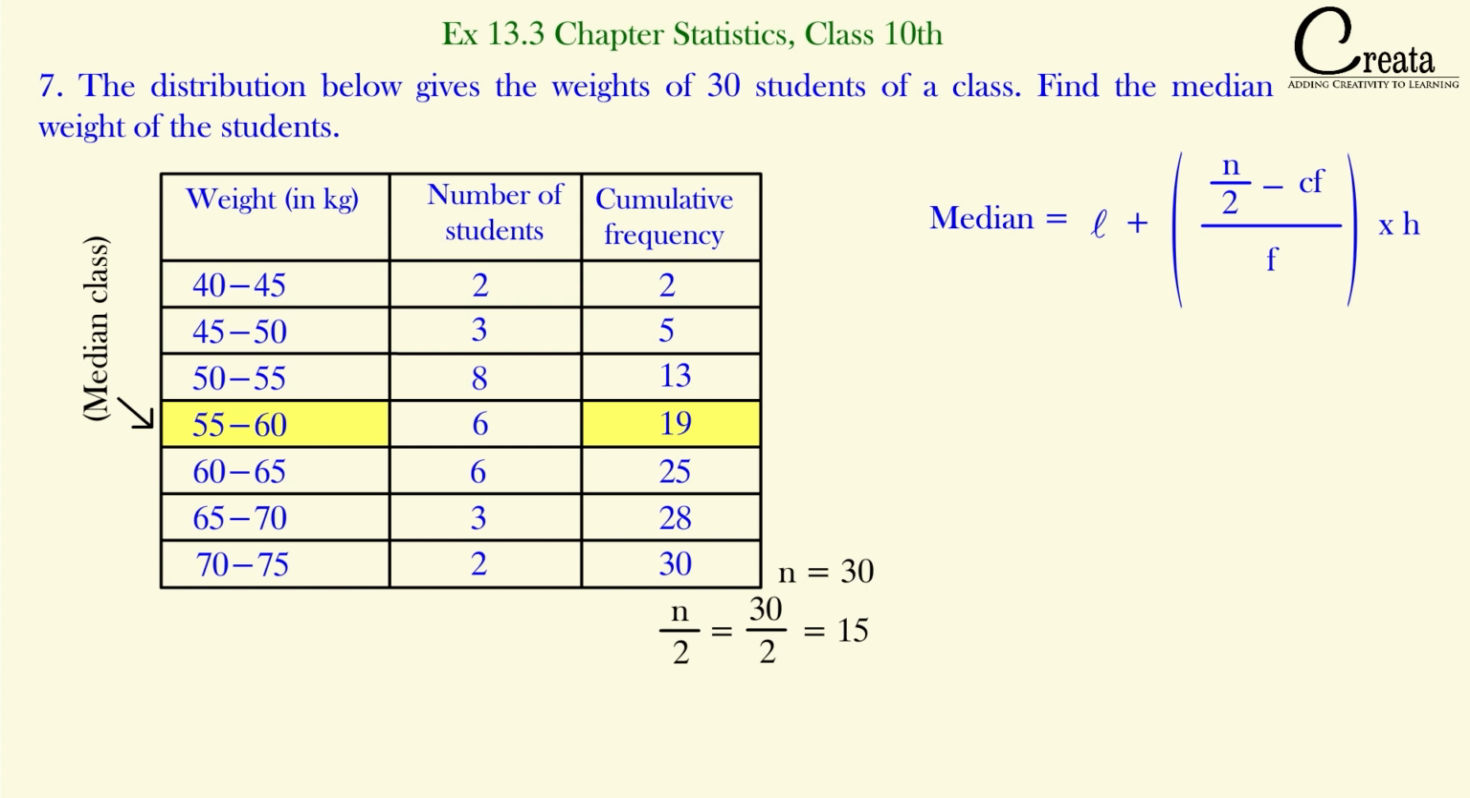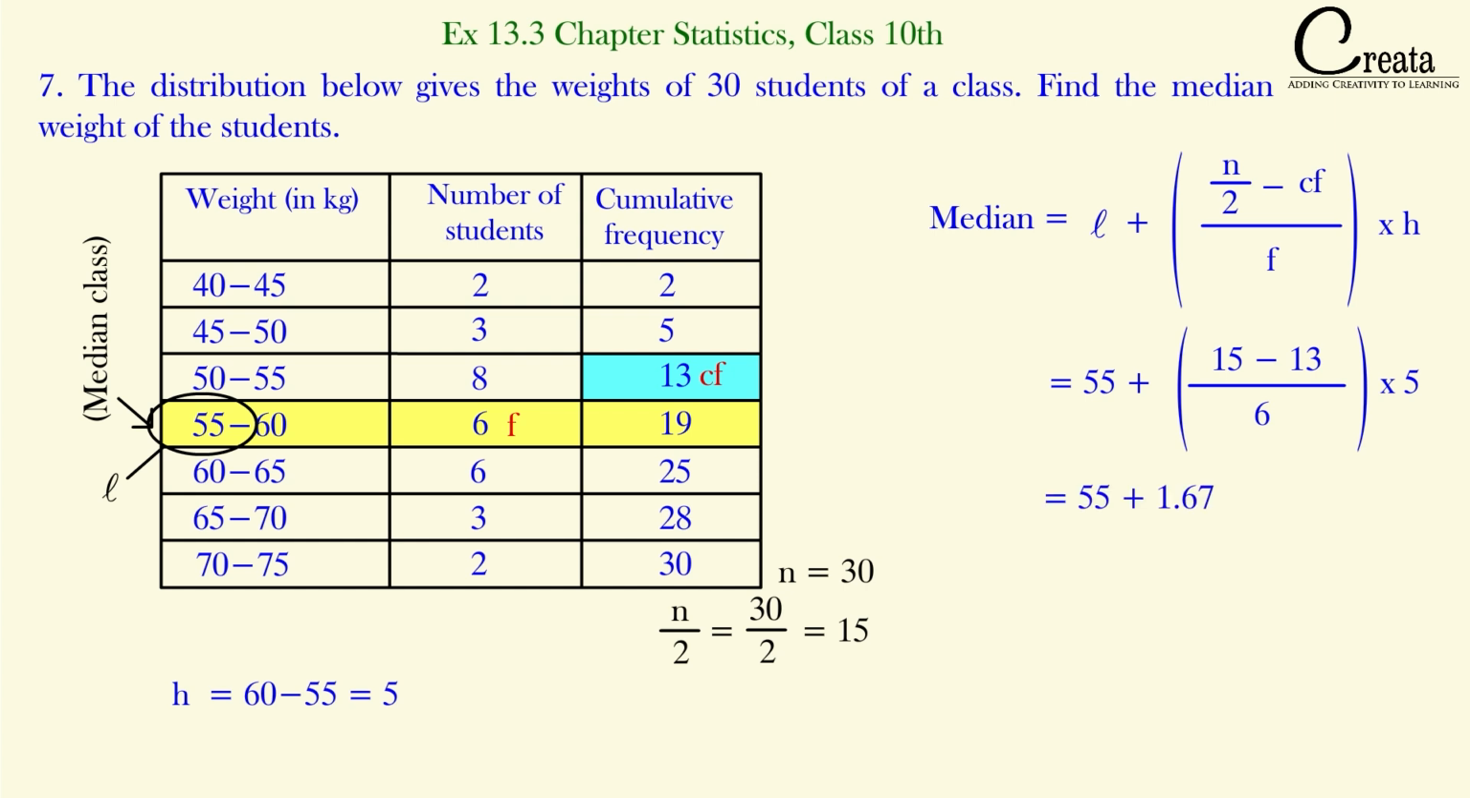So the lower range of the median class is 55. We got L as 55. H is the class size, the upper limit minus lower limit, 60 minus 55, it is 5. F is the corresponding frequency of the median class, which is 6. We got F as 6. And CF is the cumulative frequency before the median class, which is 13. We got all the values. Simply put it into the formula and let's solve it.